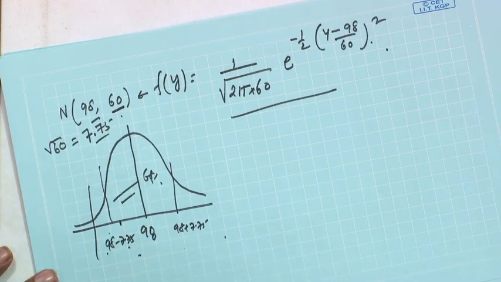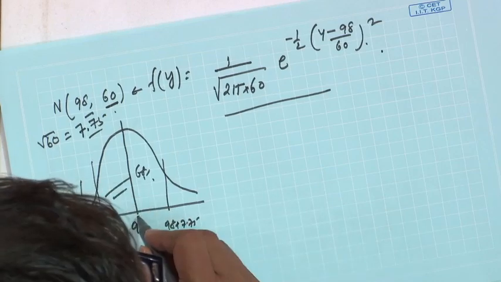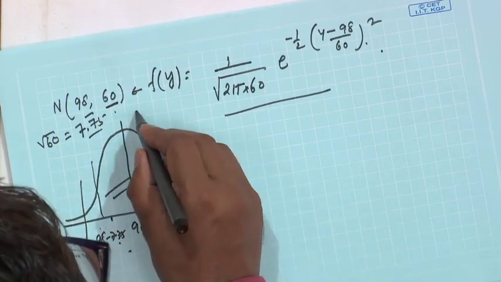What is my question? The question is the probability that the value of the intensity level exceeds 100. Or rather, the value of the intensity level does not exceed 100, that is what we are interested in. That does not exceed 100, that is what I want. Okay. So, that means the center is 98, and somewhere here is 100.